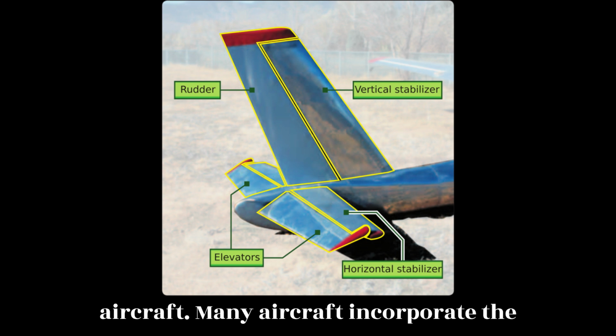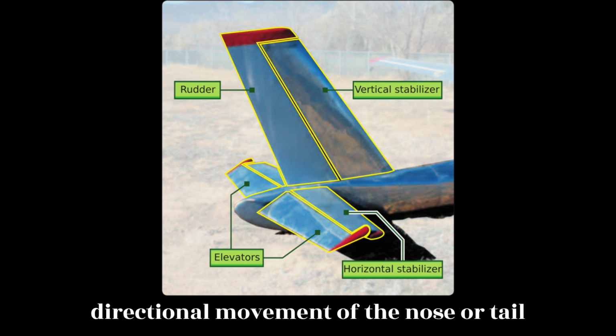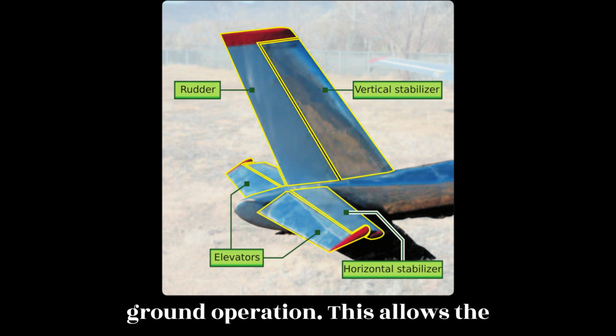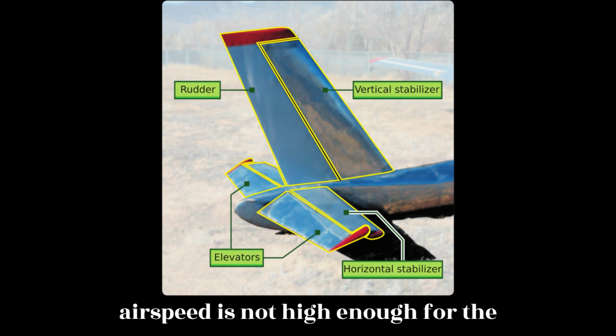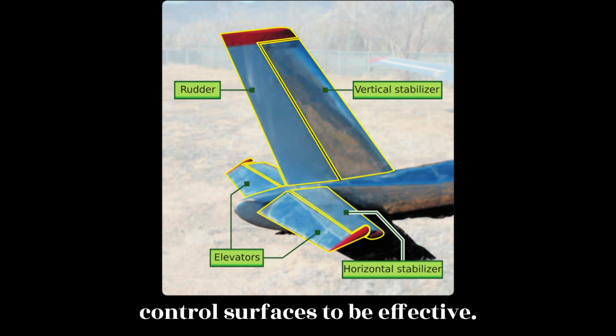Many aircraft incorporate the directional movement of the nose or tail wheel into the rudder control system for ground operation. This allows the operator to steer the aircraft with the rudder pedals during taxi when the airspeed is not high enough for the control surfaces to be effective.